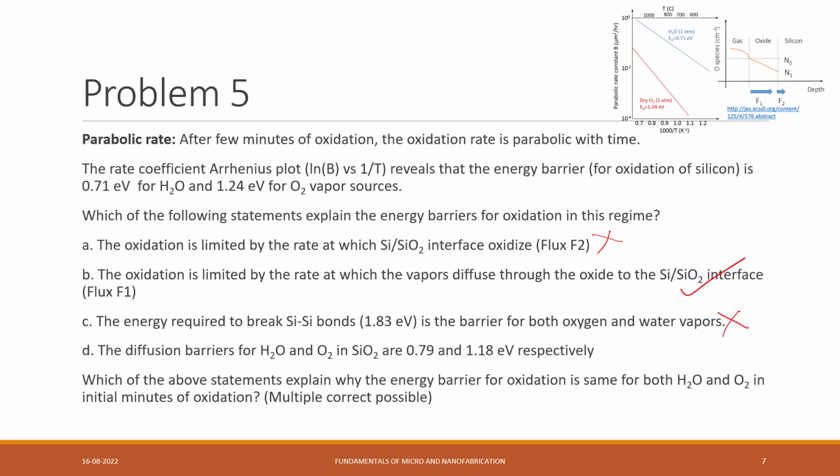So that is diffusion. The last option, the diffusion barriers. That's why we see that it is similar to this. In wet oxidation, we get a diffusion barrier of 0.79 and an activation energy of 0.7. And with dry oxidation, we have an oxygen diffusion barrier of 1.18 electron volt, while this dry oxidation takes an activation energy of 1.2 electron volt. So that tells why this parabolic rate is there, why these energy barriers are there.